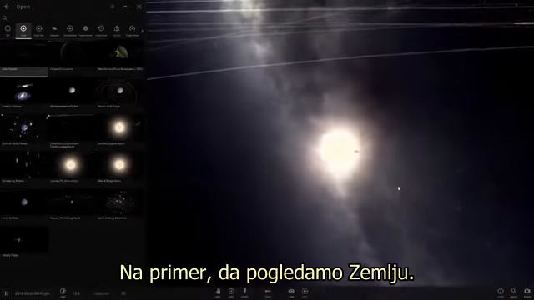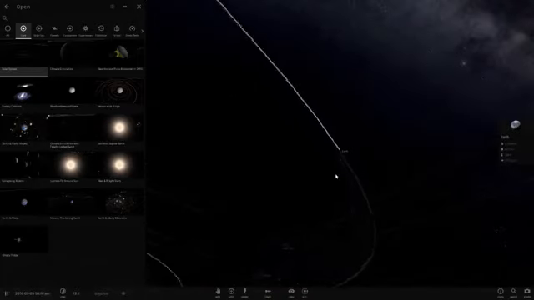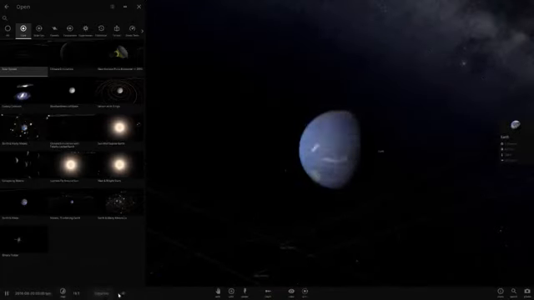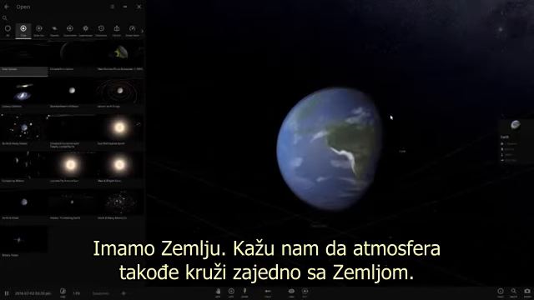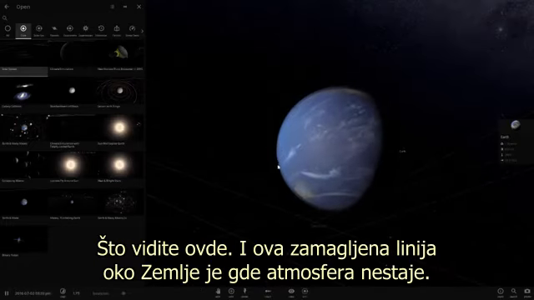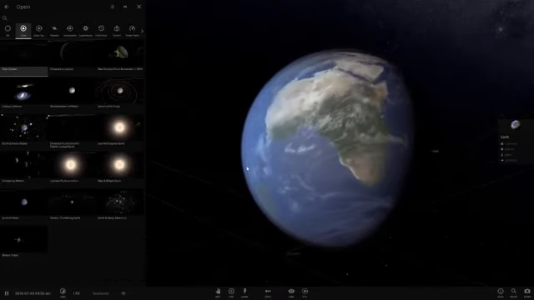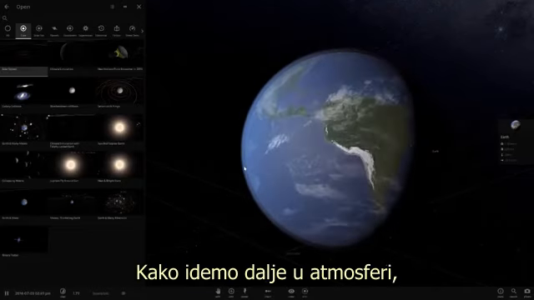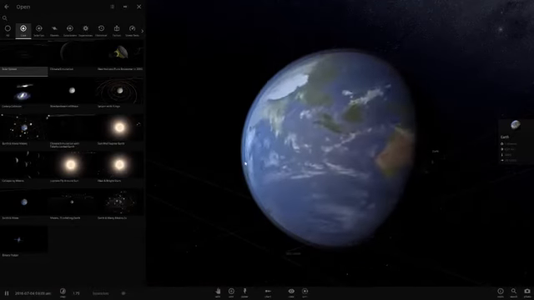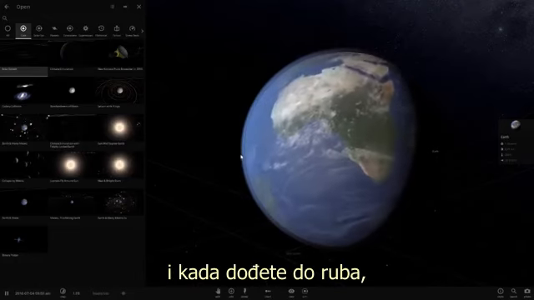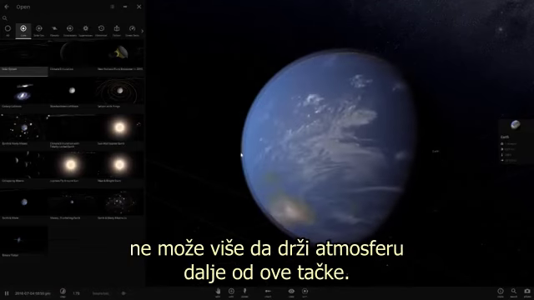And for example, let's look at the Earth. Okay, you have to catch it. Yeah. So yeah, let's go to the Earth. So we got the Earth. So they tell us that the atmosphere is also spinning with the Earth, which is what you're seeing here. And this blurry line around the Earth is where the atmosphere ends, okay? So as you go further up into the atmosphere, gravity becomes less powerful, okay? And so when you reach the edge, this is where gravity has no force anymore. It cannot spin the atmosphere from this point on.